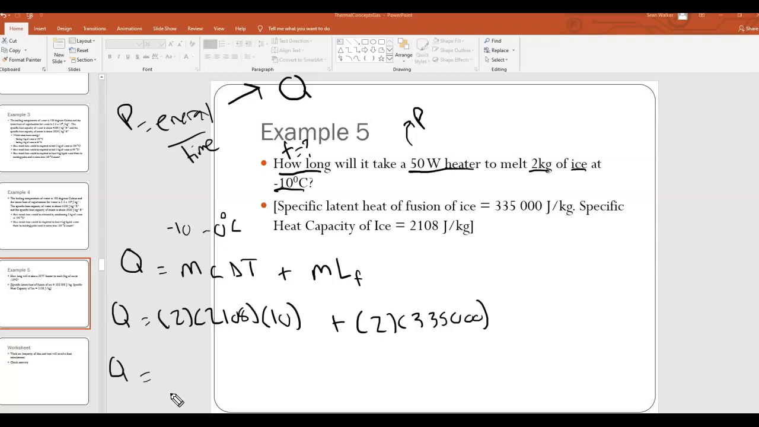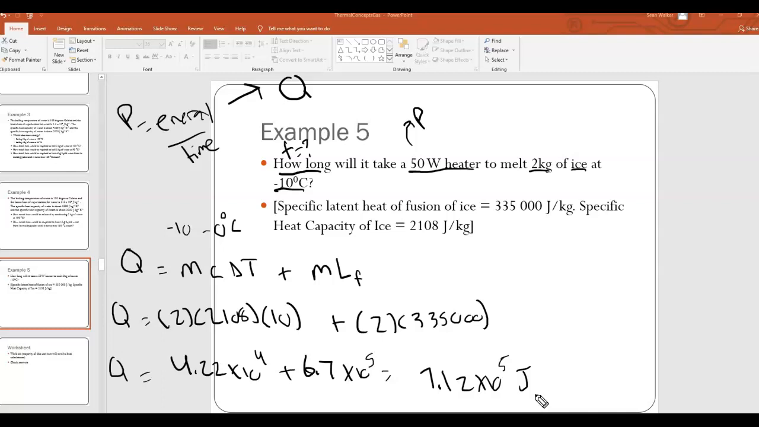So if we take these two numbers and we add them together, I'm going to do 2 times 2108 times 10. I get 4.22 times 10 to the 4 plus 2 times 335,000. That is 6.7 times 10 to the 5. And I did round my first answer just a little bit in case you're wondering. And the answer that you should get is 7.12 times 10 to the 5 joules. And that's going to be our Q.